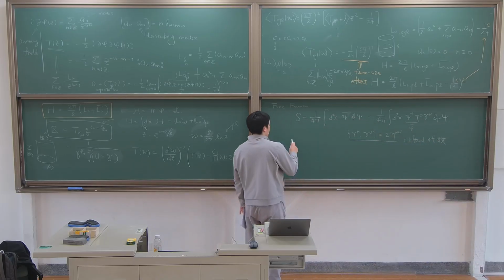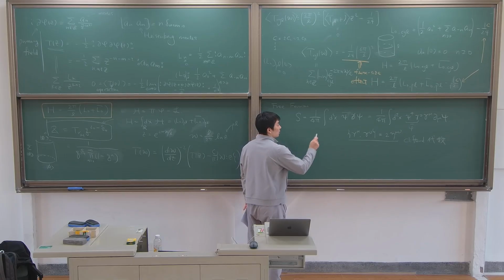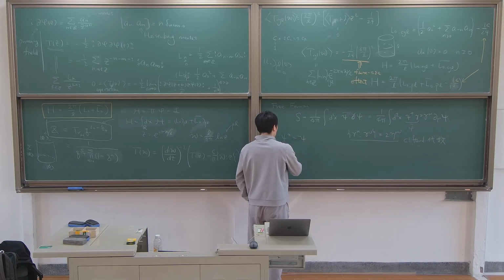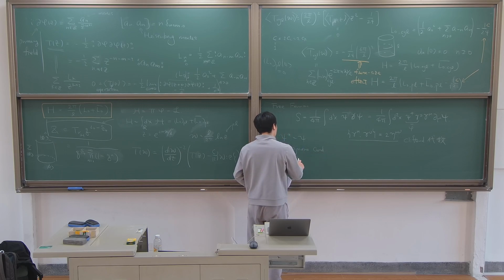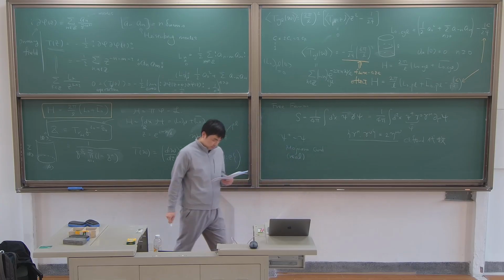Furthermore, we impose a reality condition on the fermion. So psi star is equal to psi. So this is my reality condition. Which means the fermion is real.